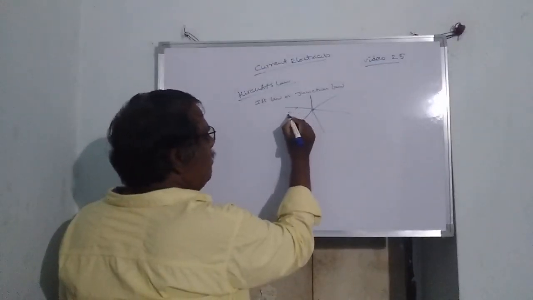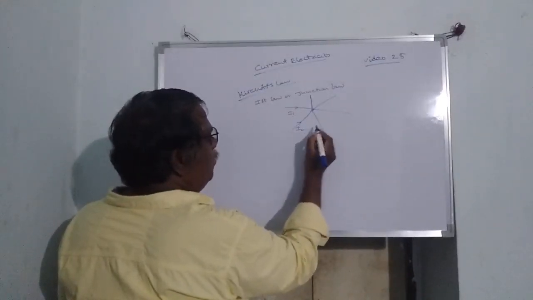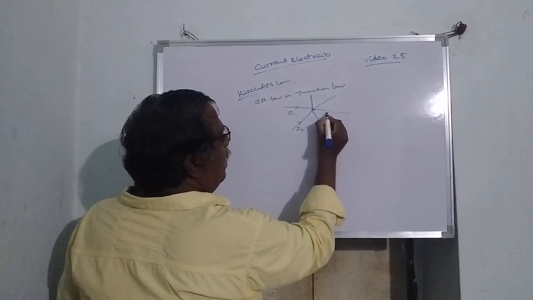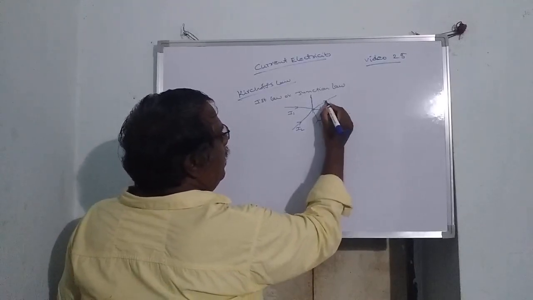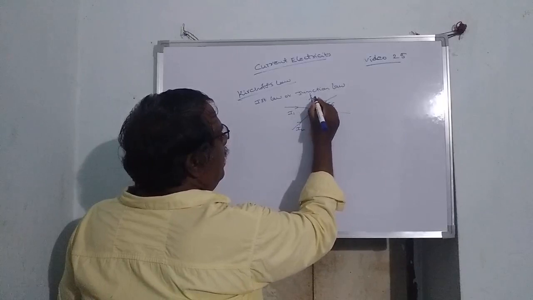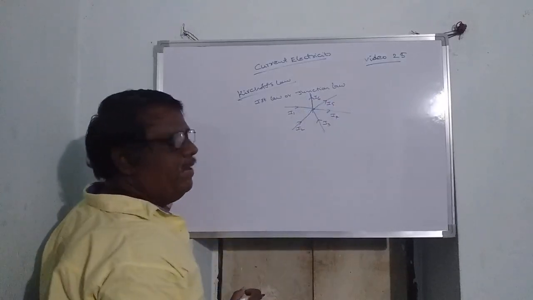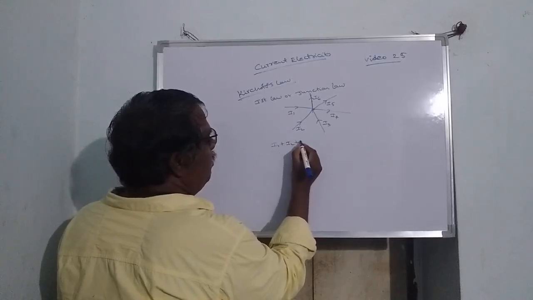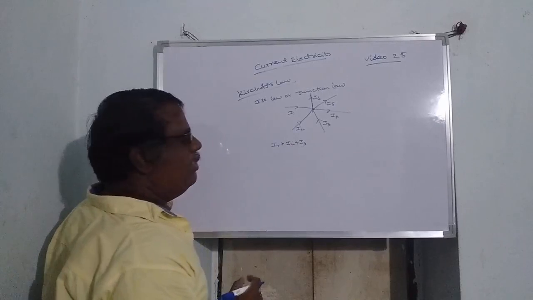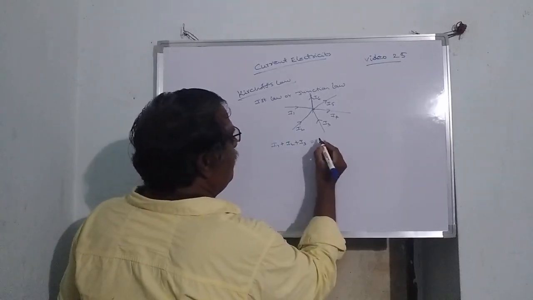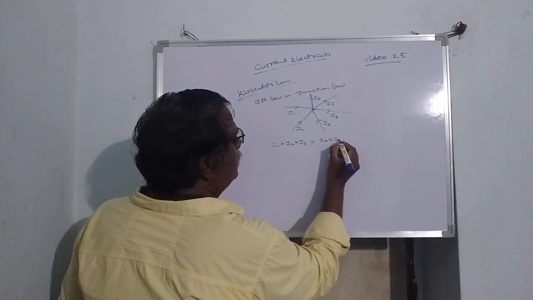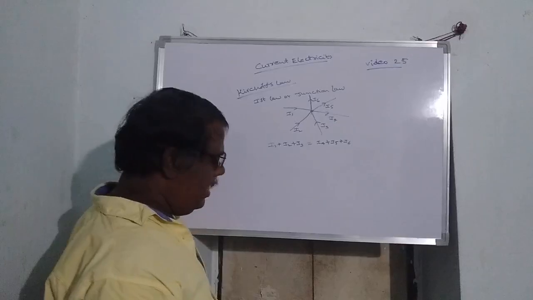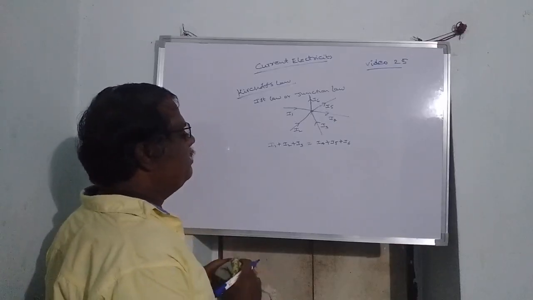Let us say I1, I2 and I3 are coming towards the junction. I4, I5, I6 are leaving away from the junction. Therefore the currents coming towards the junction, I1 plus I2 plus I3, are equal to the currents leaving away from the junction, I4 plus I5 plus I6. This is about the junction law, or first law of Kirchhoff's laws.